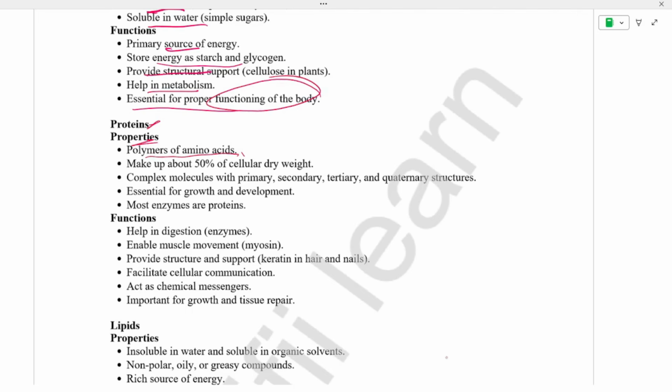First is about the polymers of amino acids, which make up 50% of cellular derived complex molecules with primary, secondary, tertiary and quaternary structures, essential for growth and development. Most enzymes are proteins. Okay, you can see these functions also.